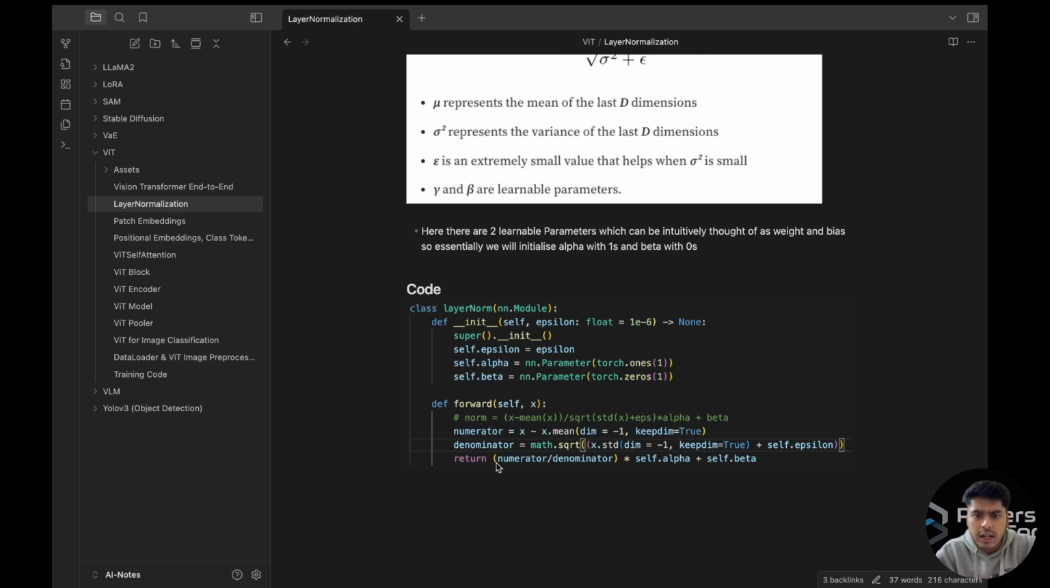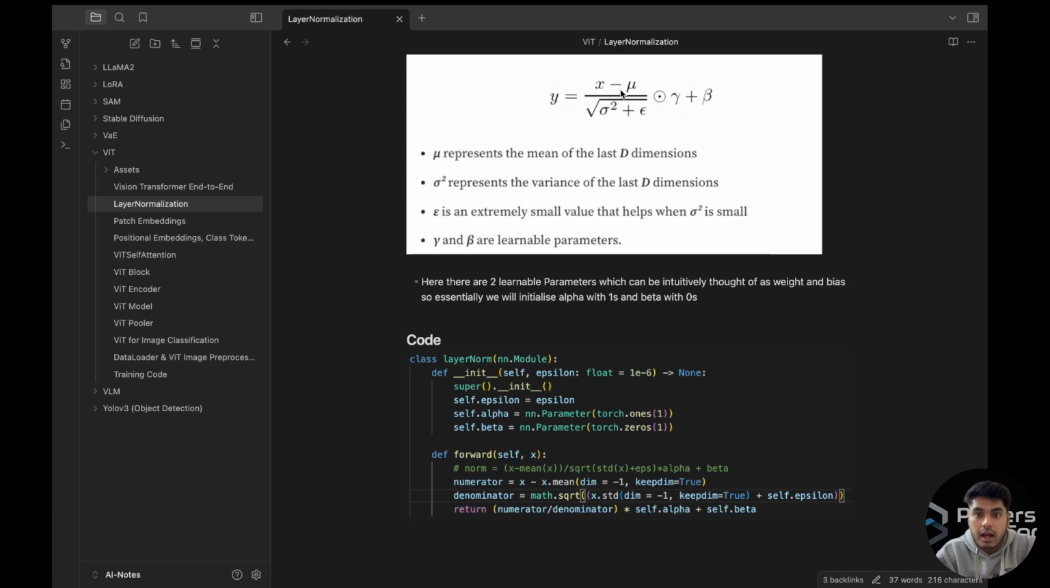Now we just return numerator divided by denominator, times self.alpha plus self.beta. Self.alpha is an nn.Parameter and self.beta is also an nn.Parameter. The only difference is the initialization. Since alpha, or gamma in the image, is something that is going to be multiplied, we initialize it with ones. And since beta is something that's going to be added, we initialize it with zeros, since it can be learned later and it can essentially add or subtract or whatever it needs to do, right? So this is for the theory and the practical coding of the concept.